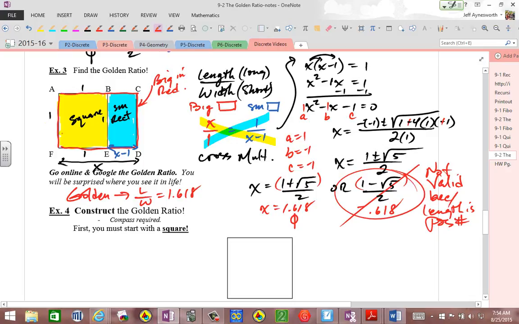What does that mean? It means if you multiply both sides by w, the length is 1.618 times the width. It's got to be 1.6 times as long as the width, if it's golden.